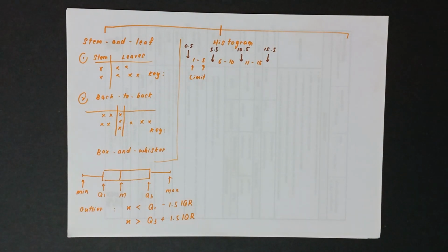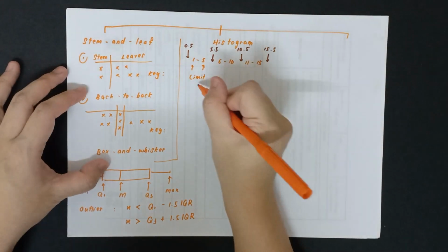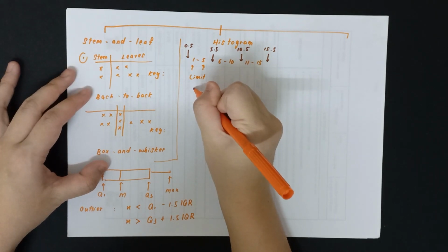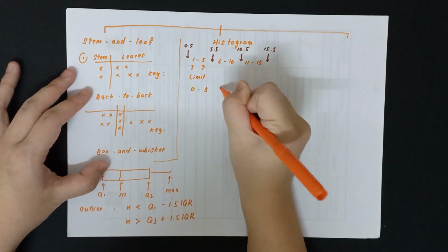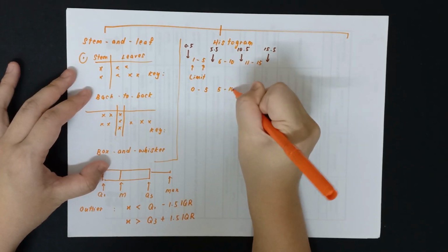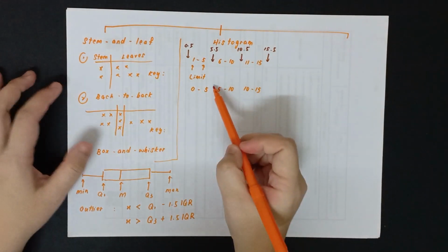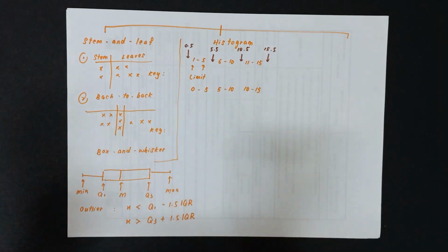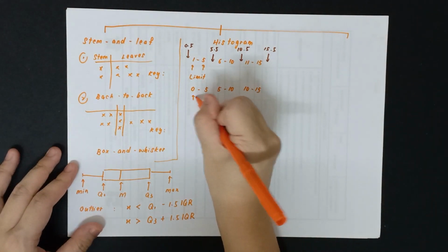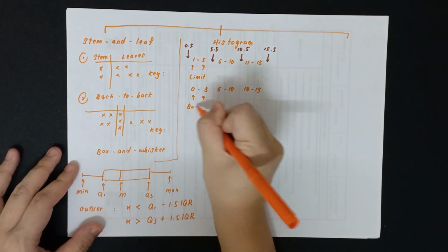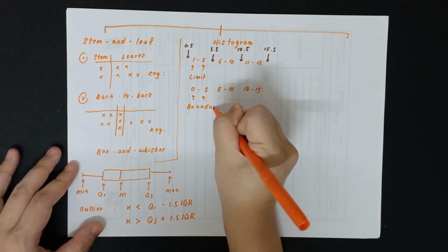Sometimes the data will straight away give you something that is in boundary already, meaning that maybe they write it as 0 to 5, and then 5 to 10, and then 10 to 15. In this case, you see the numbers are the same, meaning they are already the boundaries. So you do not actually need to find the boundary anymore.